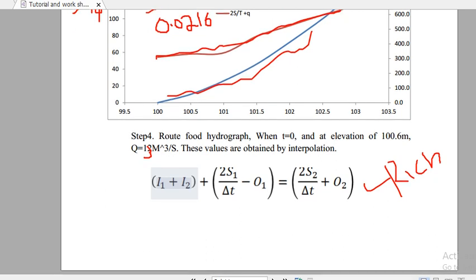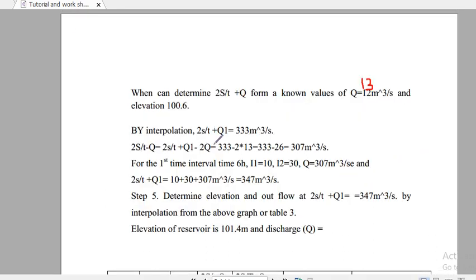Just after computing this value, then we can determine 2S over Δt plus Q from a known value of Q equal to 13 meter cube per second and the elevation of 100.6. Then by interpolation from the above curve or from the above table, 2S1 over Δt plus Q1 is equal to 333.